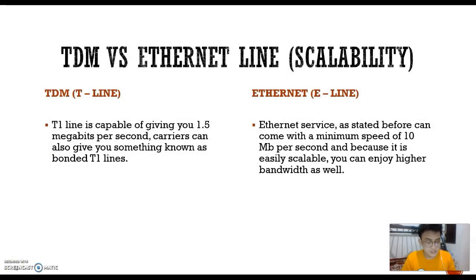Scalability. This is a huge criterion when it comes to T1 versus Ethernet. Even though a standalone T1 line is capable of giving you 1.5 Mbps, carriers can also give you something known as bonded T1 lines. Depending on the number of bonds, you can enjoy greater speeds. For example, with 6 bonded T1 lines, you can get 9 Mbps. While Ethernet service, as stated before, can come with a minimum speed of 10 Mbps. And because it is easily scalable, you can enjoy higher bandwidth as well.